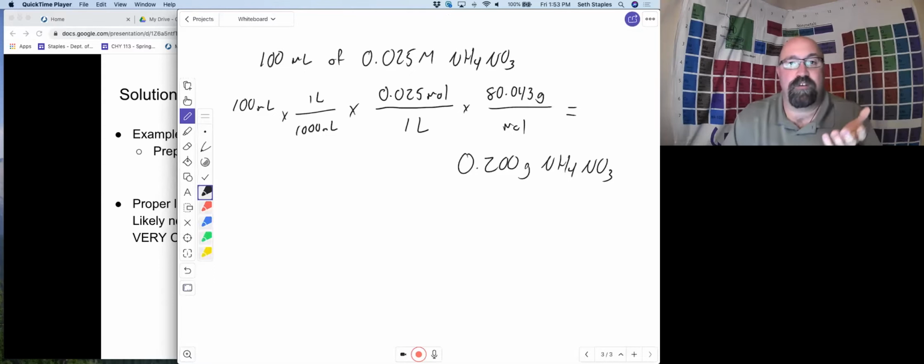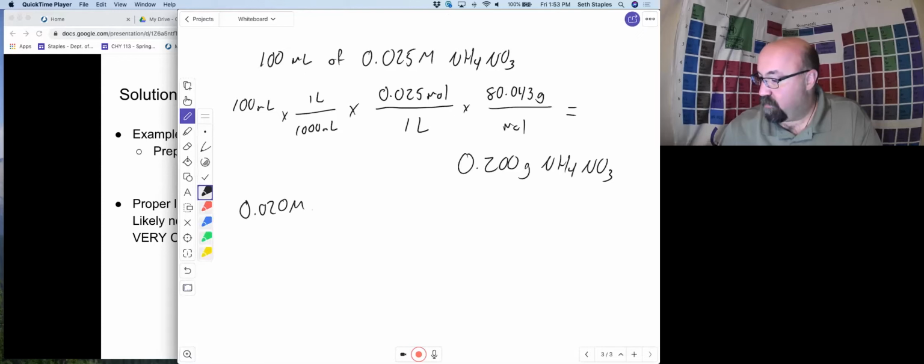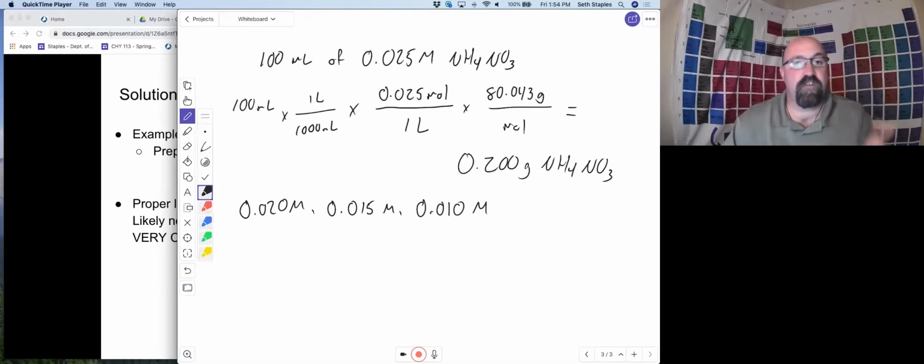Now what you're going to do is, with this 0.025 molar ammonium nitrate, make several different solutions from it. You're going to make a 0.020, a 0.015, and a 0.010 molar solution. You're going to make all of these from the 0.025 molar that you just made. I'll show you how to do the calculation for the first one. For each of these, you're going to make 25 milliliters. This is another calculation that we have seen before.